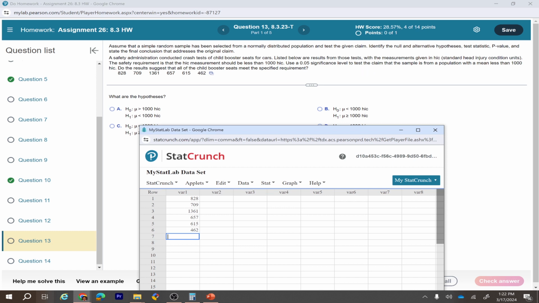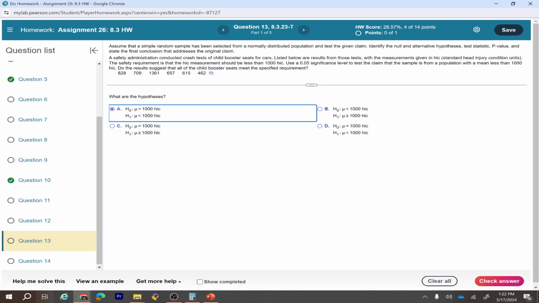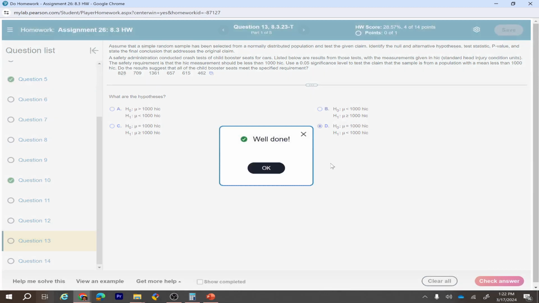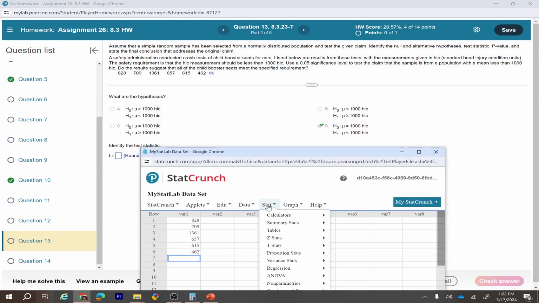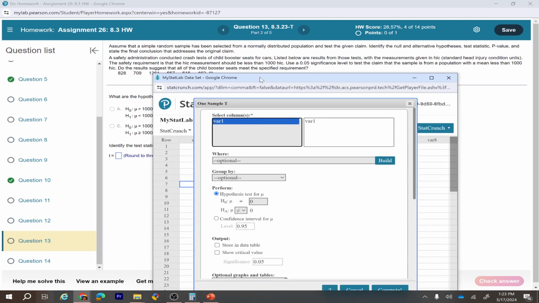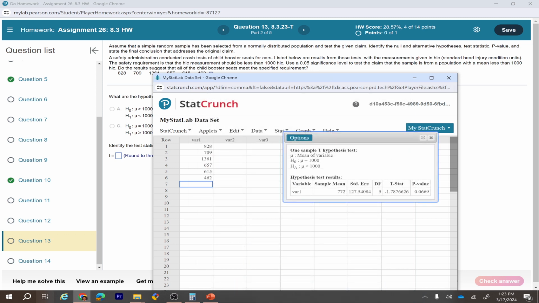With the measurements given in HIC, head injury condition units, the safety requirement is that the HIC measurement should be less than 1000 HIC. Use a 0.05 significance level to test the claim that the sample is from a population with mean less than 1000. So the null hypothesis is the mean equals 1000, and the alternative is less than 1000. For finding the t statistic and the rest of the information, you go here and use Stat, T Stats, One Sample with Data. This time we have given data, so we select data, and then we enter the null hypothesis, which is 1000, and the alternative is less than 1000, and we just hit compute.